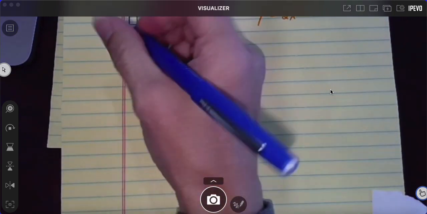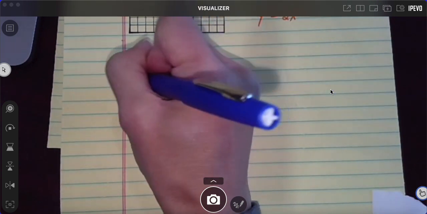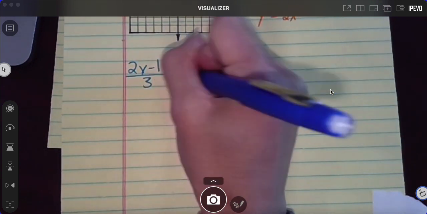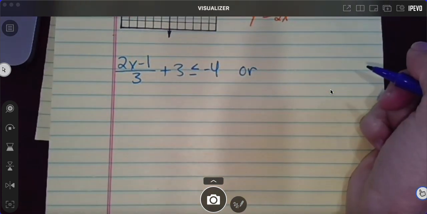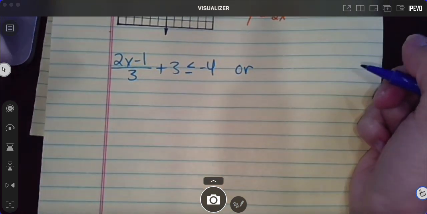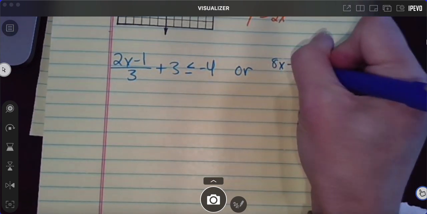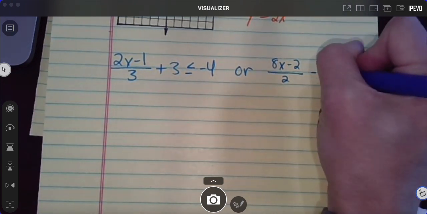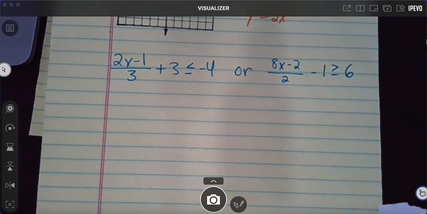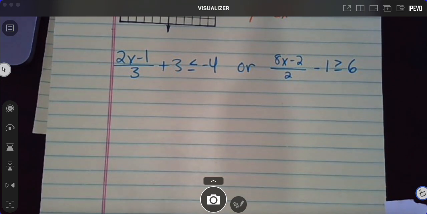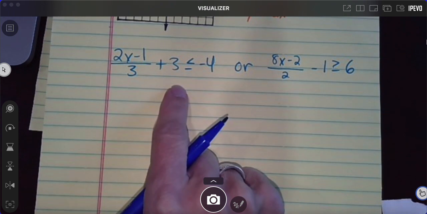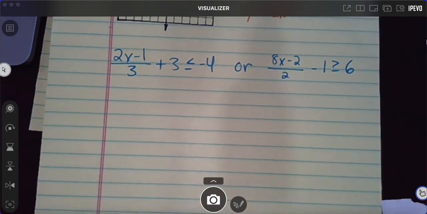Okay. 2x minus 1 divided by 3 plus 3 is less than or equal to negative 4. Or, so we got to solve 2 problems at once. And then I've got this one. 8x minus 2 over 2 minus 1, and then here's my 6 over here. So let's look at this problem. Okay, they gave you a tough one. I need to move a lot of numbers on this one, don't I? Do y'all know what you would move first? Anybody know what you would move first?